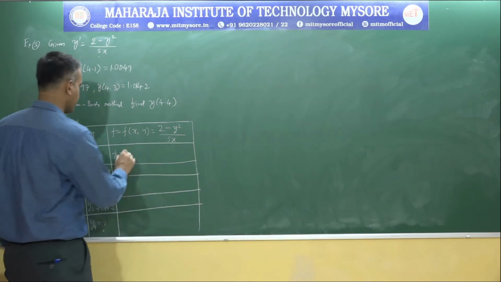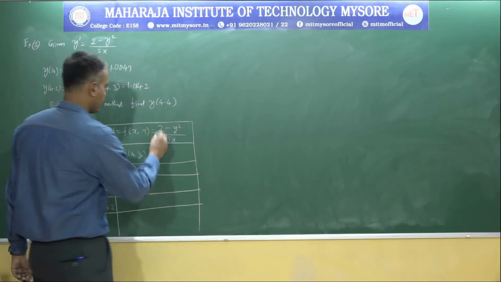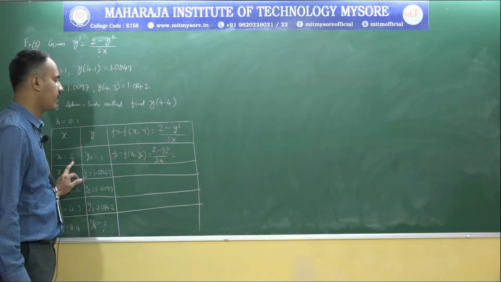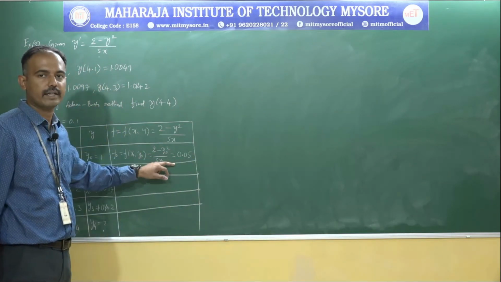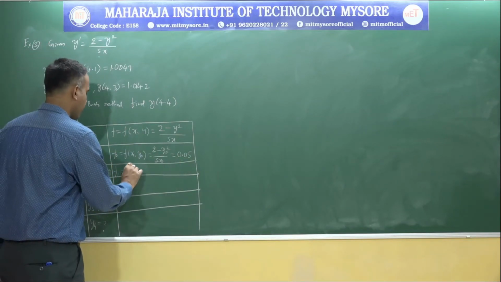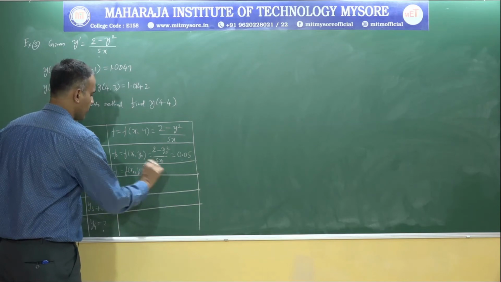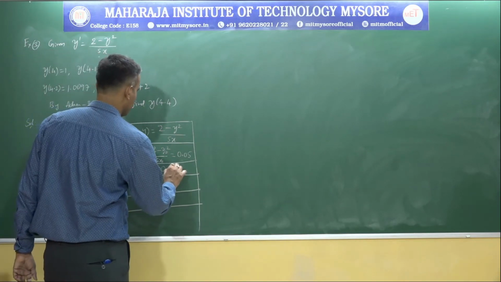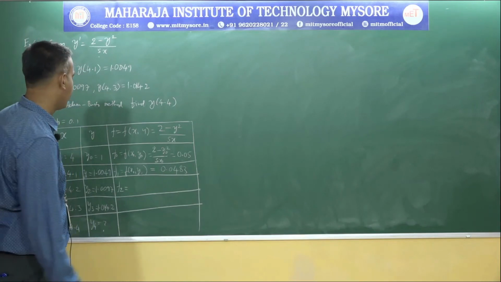First f0, which is f of x0 comma y0, that is (2 minus y0 square) over 5 x0. Substituting the data and simplifying with a calculator, we get 0.05. Now f1, f of x1 comma y1: replacing the x1 value along with the y1 value, we get 0.0483.